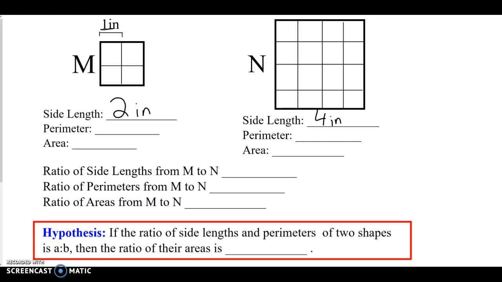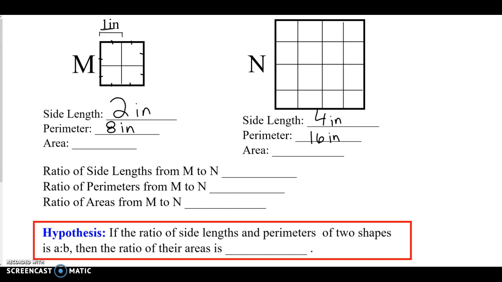8. So if I counted 1, 2, 3, 4, 5, 6, 7, 8. 8 what? What about for N? 16. So you're counting around, perimeter 16. 16 what? Inches. Gotta have your unit on it all the time.